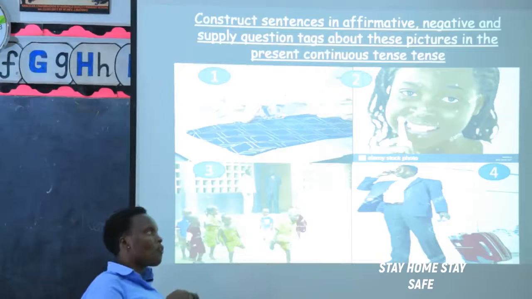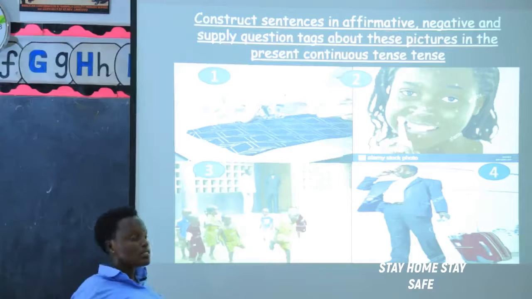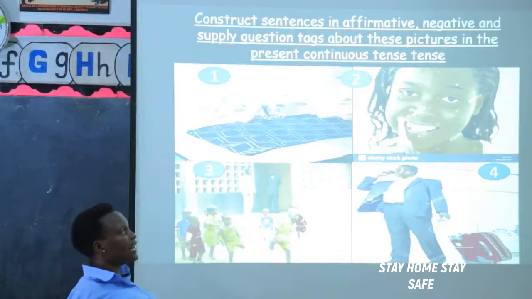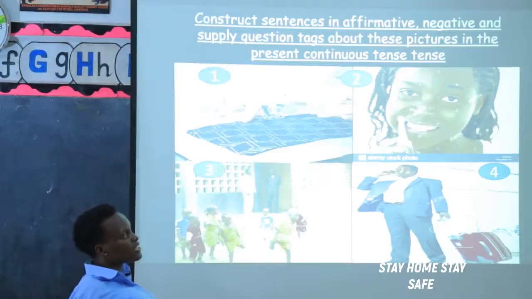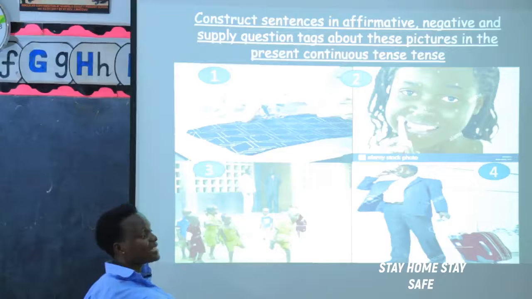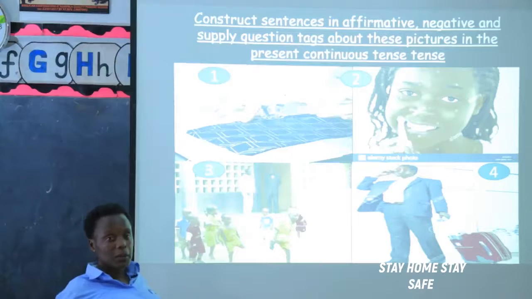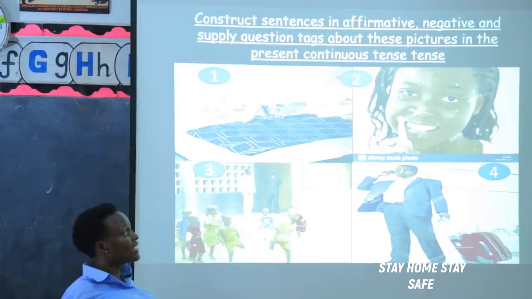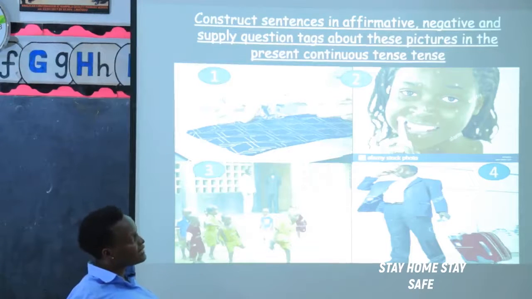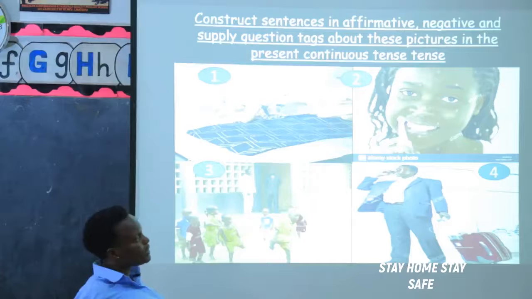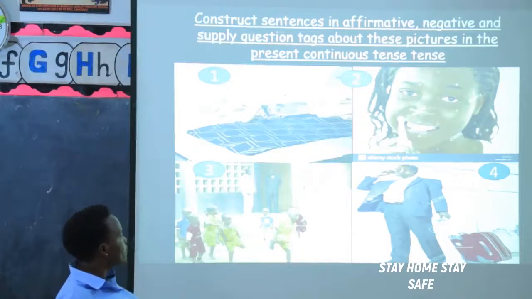Then we are going to form a negative statement. She is not brushing her teeth. That is a negative statement. Then we are going to form a negative question. Isn't she brushing her teeth? Then we go to picture 3.